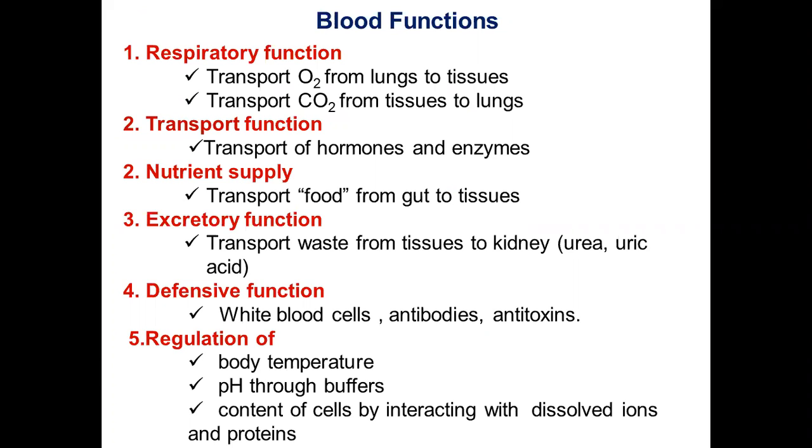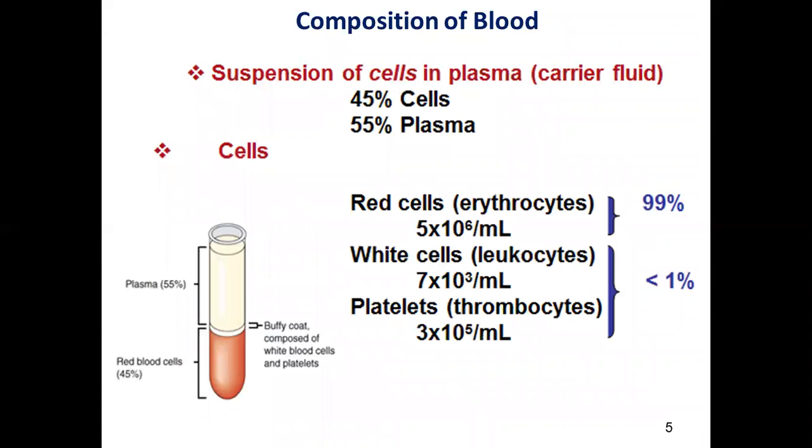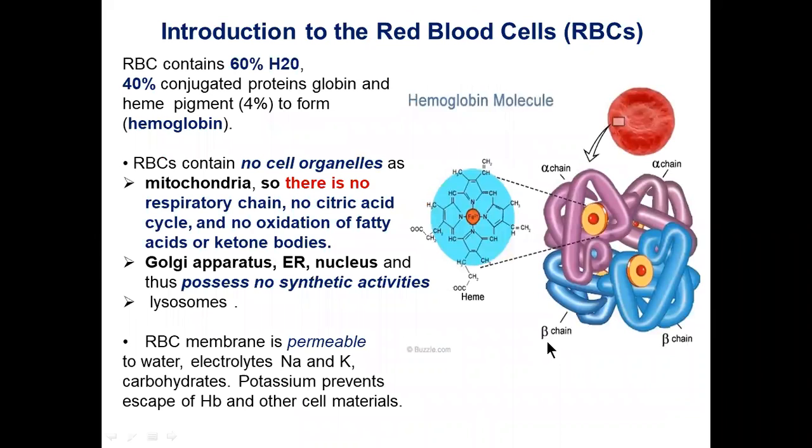Blood functions are respiratory, transport, nutrient supply, excretory, defensive, and regulation. Blood consists of plasma, red blood cells, white blood cells, and platelets. Red blood cells are an important element of blood. They contain 60% water and 30% conjugated protein hemoglobin.